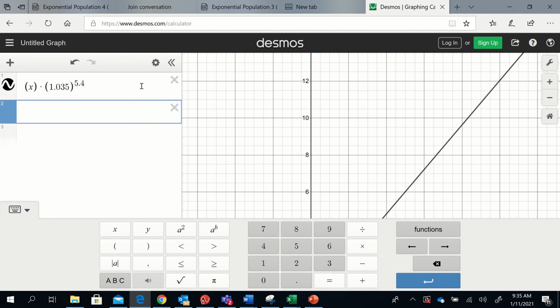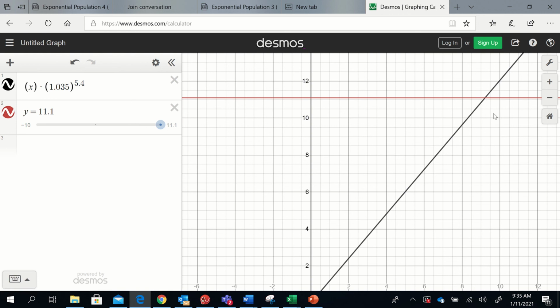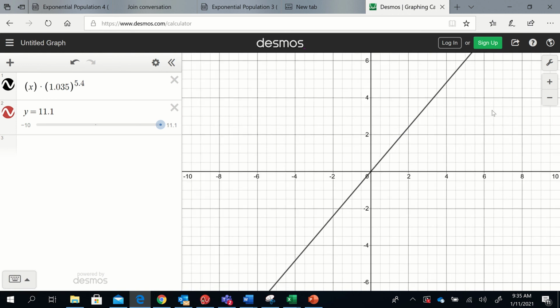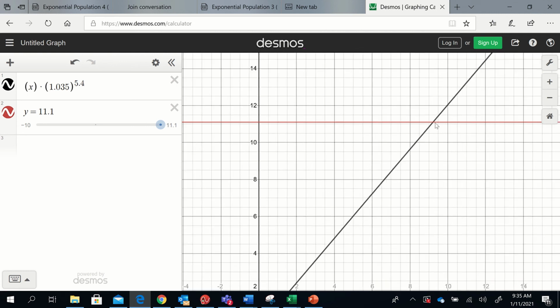So I'm putting one side of the equal sign in the first line, and in the second line I'm putting y equals 11.1. And then I'm going to see where they're crossing. They're crossing right here. It's alright if yours was home. If it was home, you just pull up and see where it is.